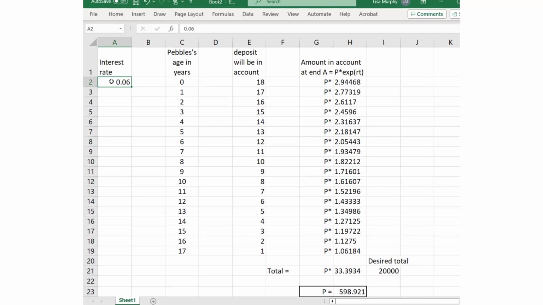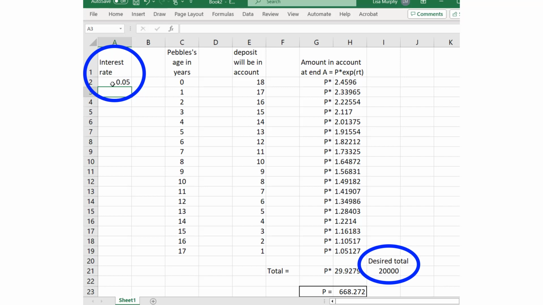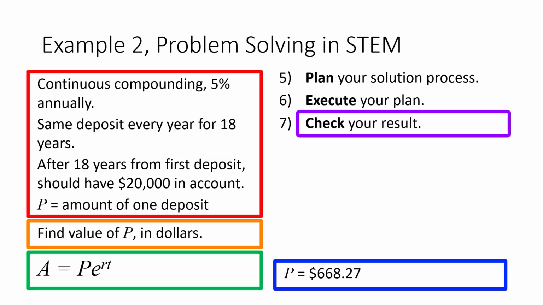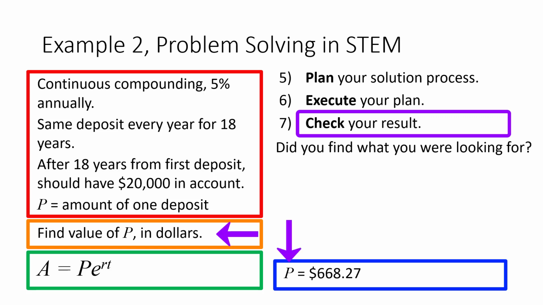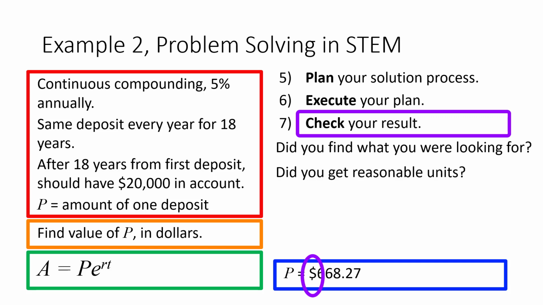We are nearly ready to take our answer back to Fred and Wilma. For 5% interest and a final balance of $20,000, they need to deposit $668.27 every year. Now we think about that. First, we want to make sure the result we found is what we were trying to find. We were trying to find the value of P in dollars. That is what we did find, so that's good. We came up with a total number of dollars, so our units are good.